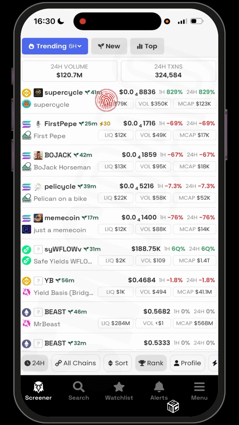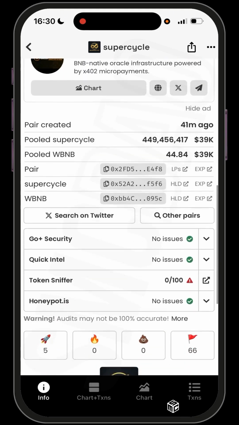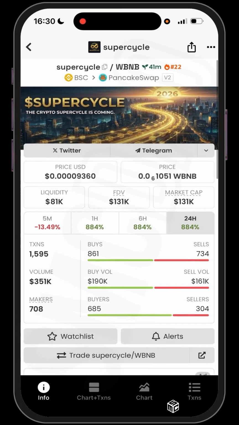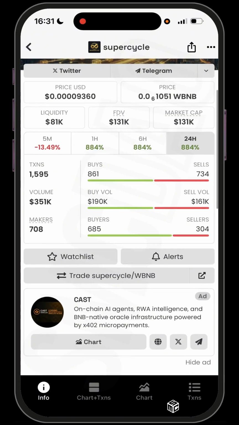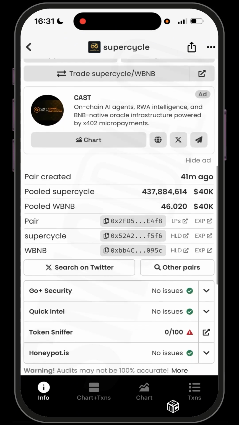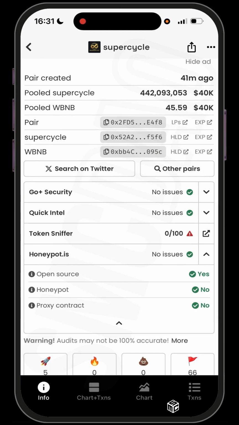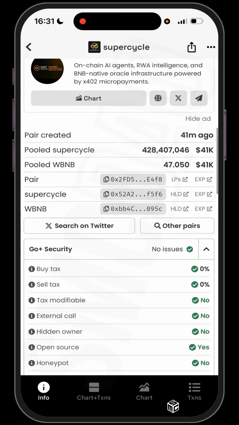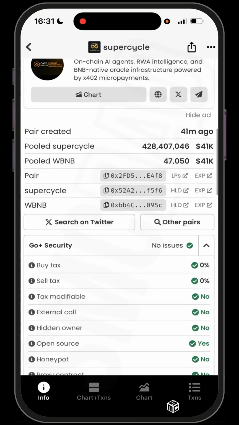Let's go to the Super Cycle token, and right here you can see the features of the Super Cycle token. You can see the price, the liquidity, the FDV, the market cap, when it was created, and all the intel about it. We've had videos on how to check all of these things so that you do not fall for a rug, right? So let's go into how to use the bubble maps of this particular token.